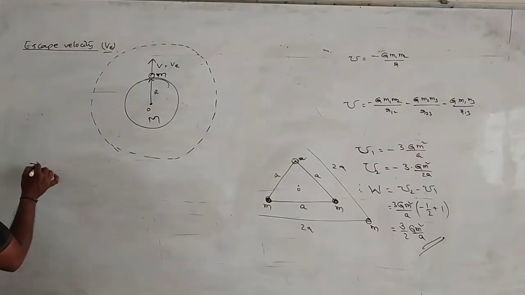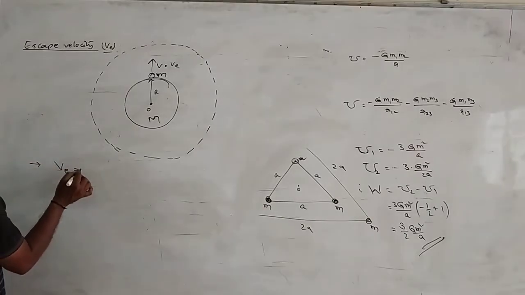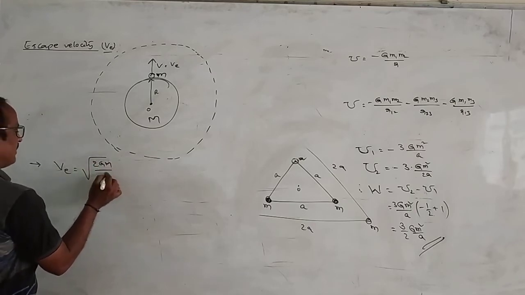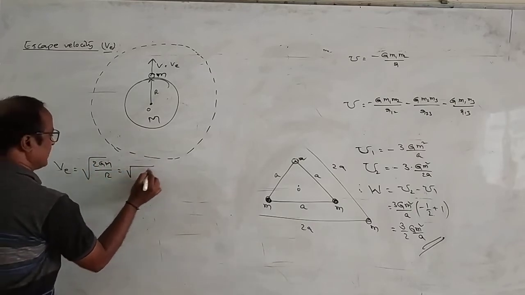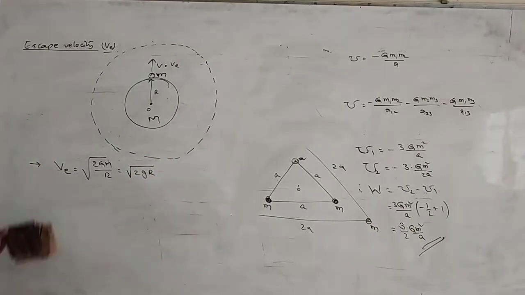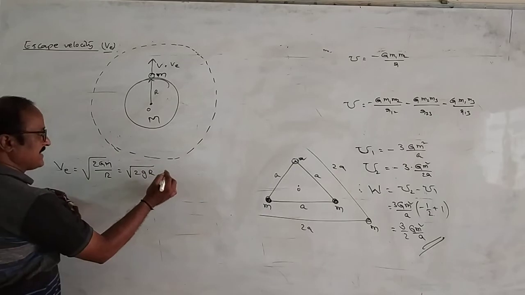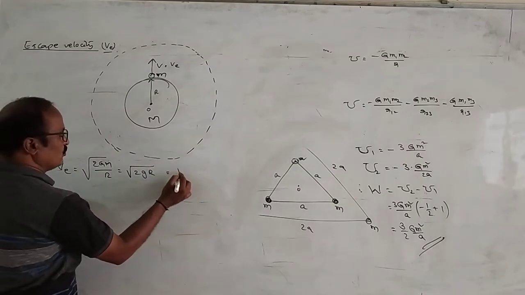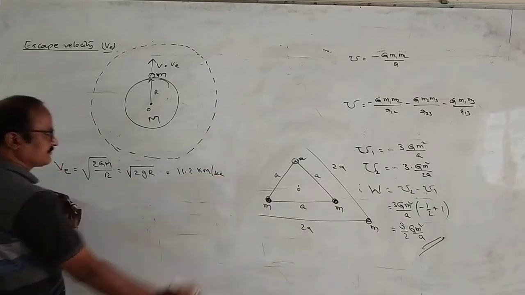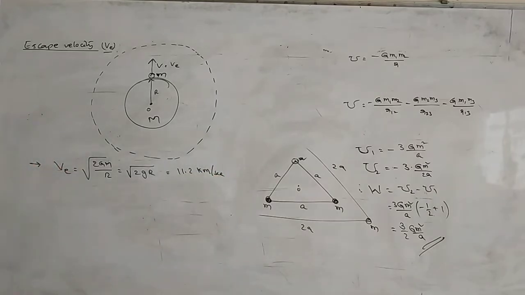So, what is the formula for escape velocity? Ve is equal to root of 2GM by r. Later, this is equal to root of 2gr. Remember the formula. This is the minimum velocity on the surface of Earth. It should be equal to nearly 11.2 kilometer per second. This is escape velocity.